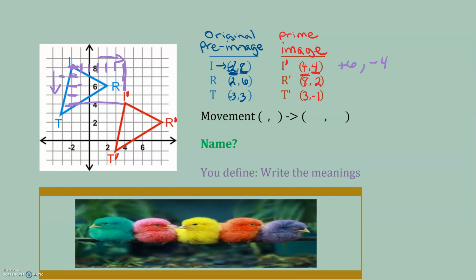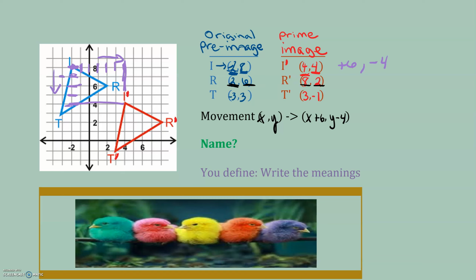The way we write this movement as a rule is we're saying that any x, y coordinate means that I am going to take that x coordinate, I'm going to add 6, and I'm going to take that y coordinate, and I'm going to add or subtract 4. And I should get the next point. So let's use this rule and see. I have 2, I'm going to add 6, yep, I get 8. I have 6, I'm going to subtract 4, yep, I get 2.